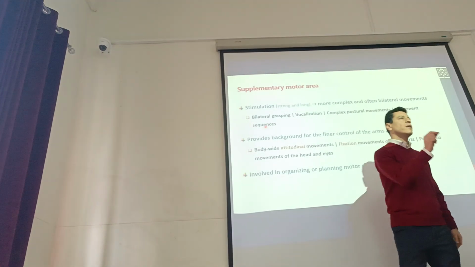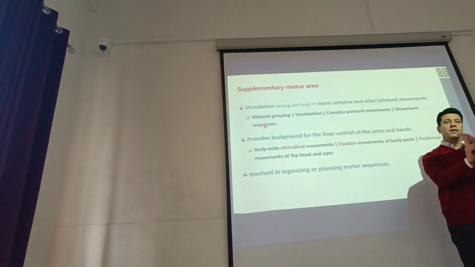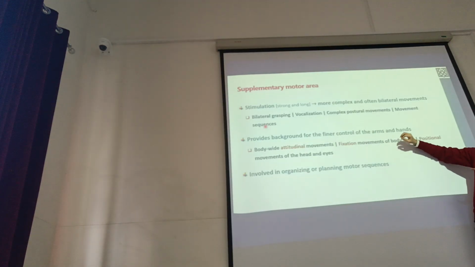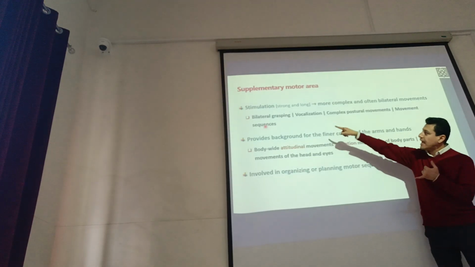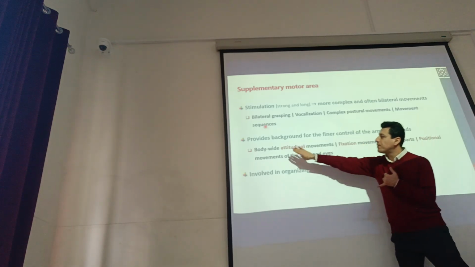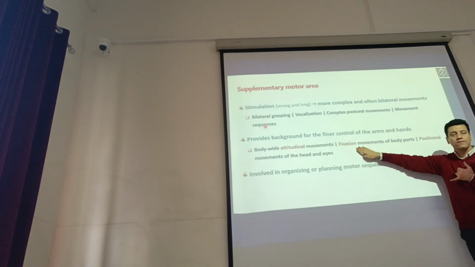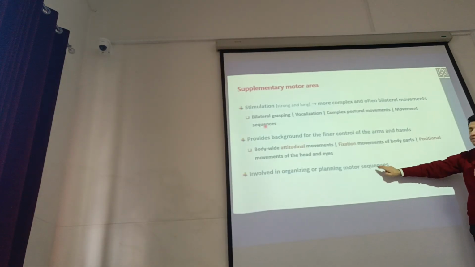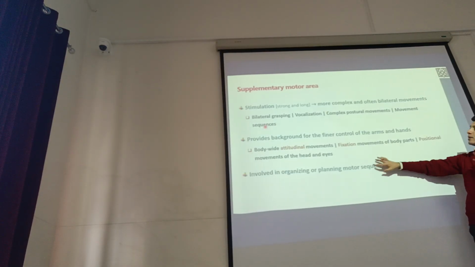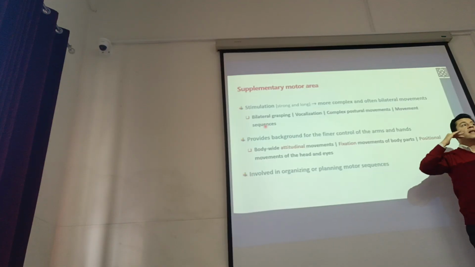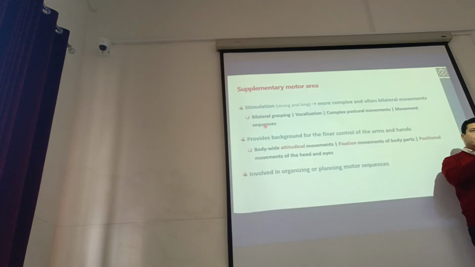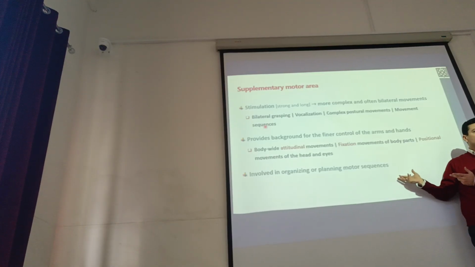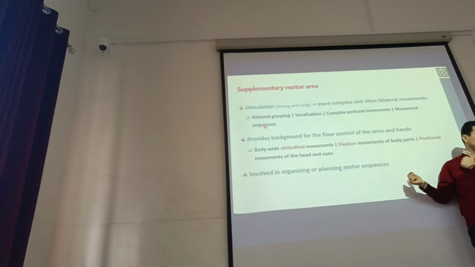So supplementary motor area is important for complex movement. And bilateral movements, body-wide attitudinal movement, fixational movements, positional movements, and sequence. So all of these happen at the level of planning. So these movements are planned here, then they are performed by primary motor cortex.